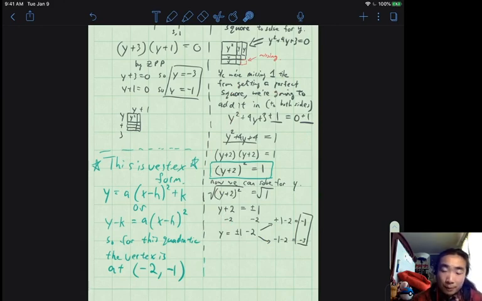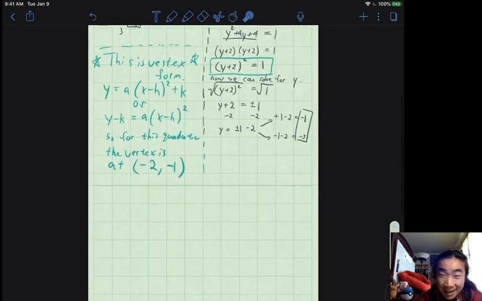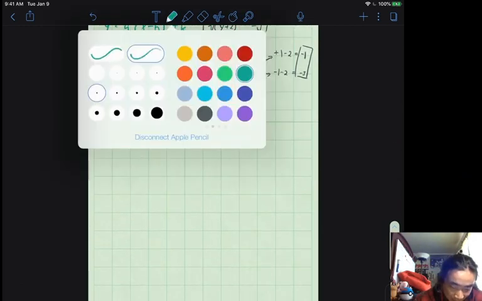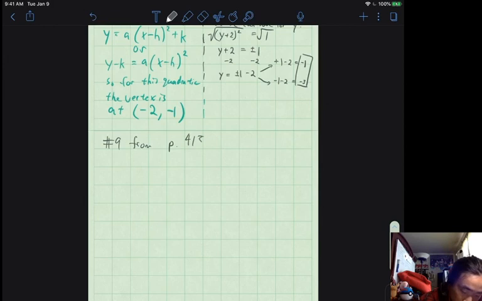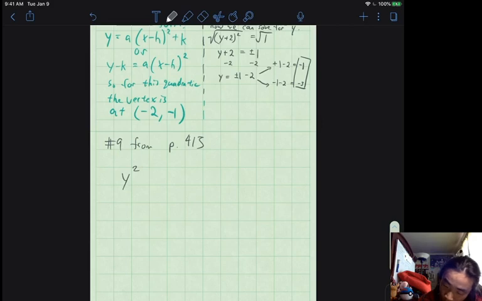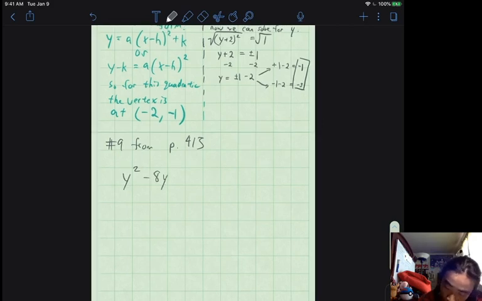Shall we do another example? Take that as a yes. So here's, let's say, number 11. Well, actually, number 9 looks good. Number 9 from page 415. Okay, that looks like y squared minus 8y equals 4.